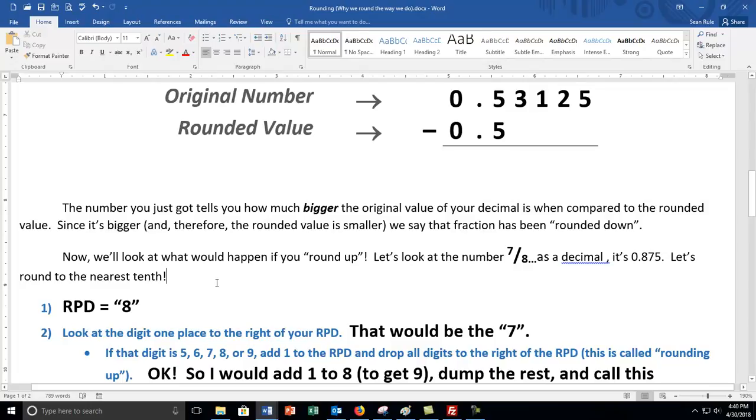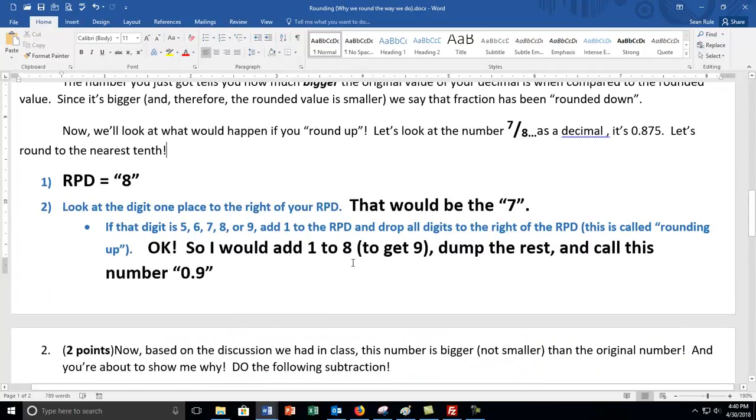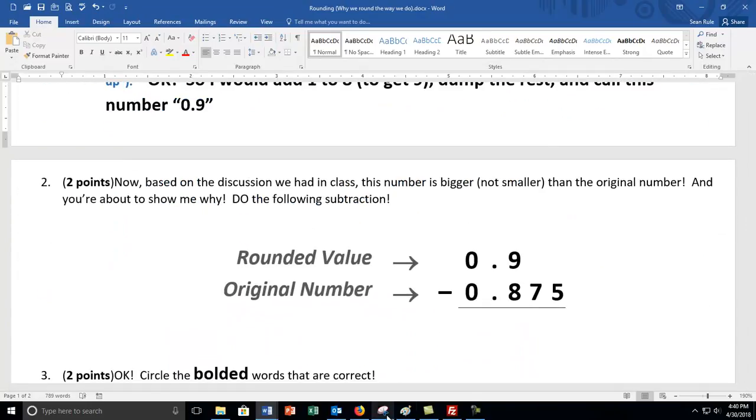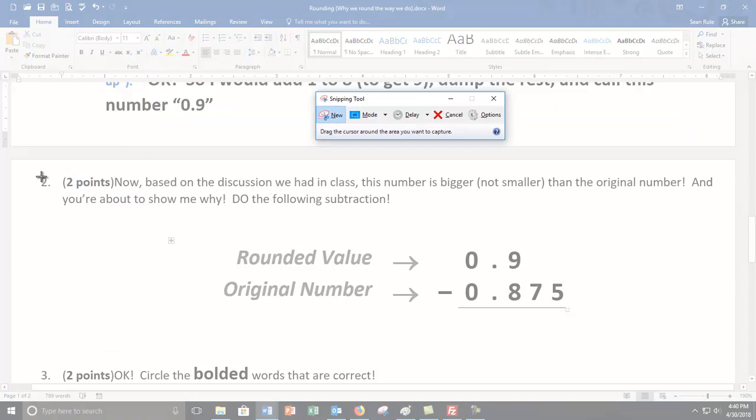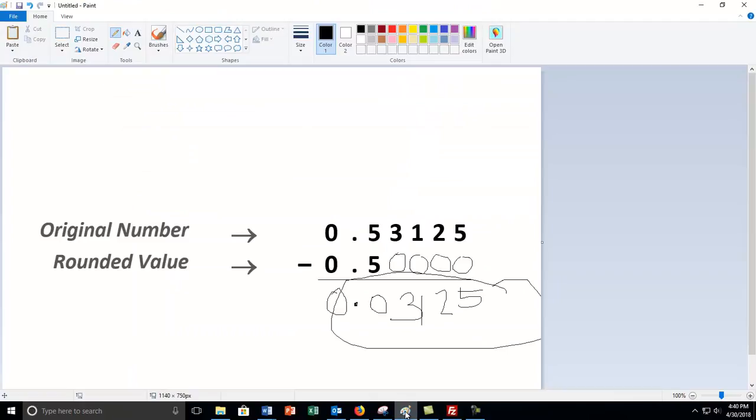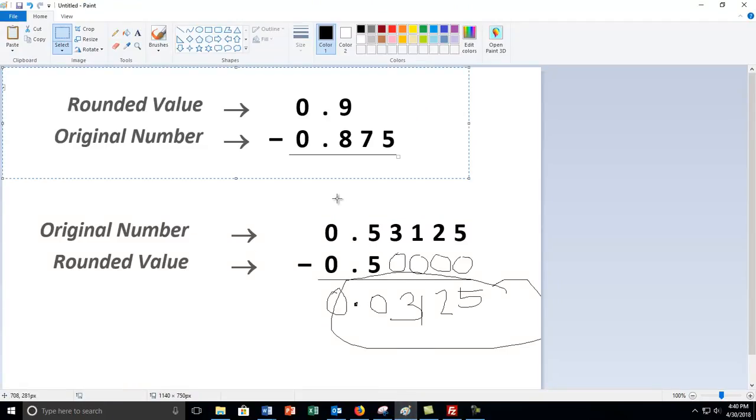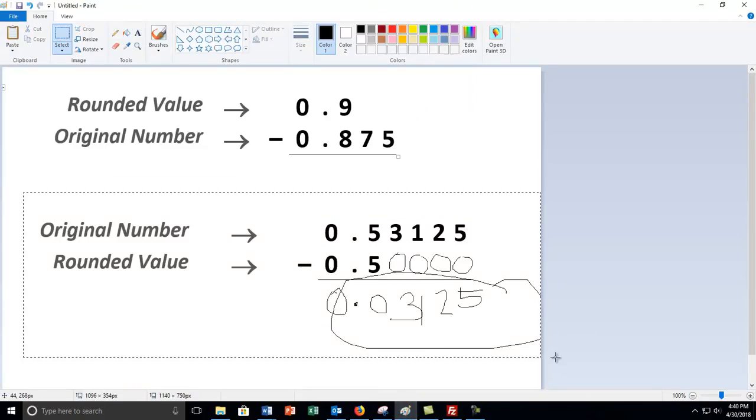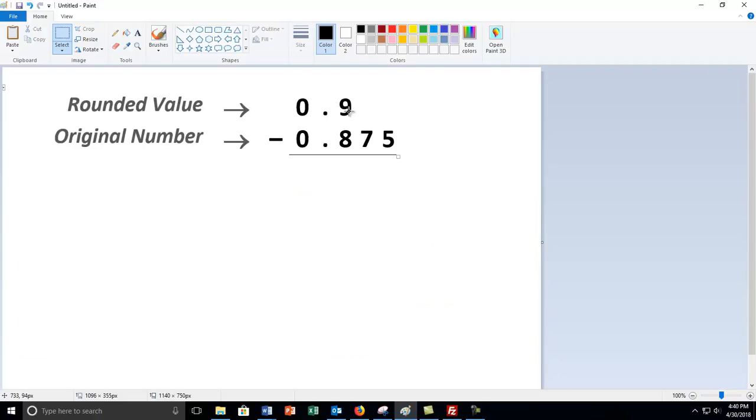Now we're going to round up. They did the exact same thing, except now we're going to do it with this one. You might have noticed that with this one, I'm taking the rounded value on the top and subtracting the original number. There's a reason for that. That's because I know this one up here is larger. Now we're going to show you why it's larger.